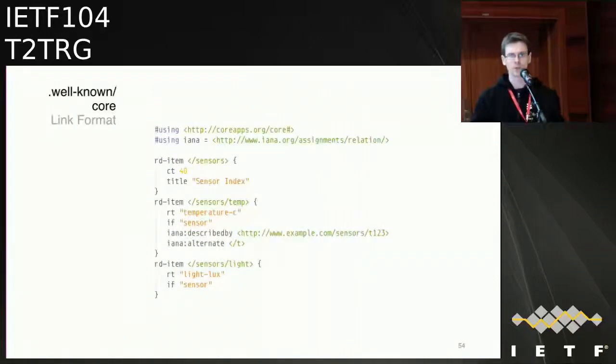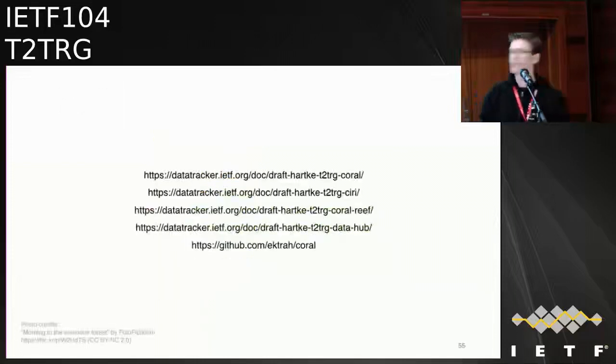Of course, one of the use cases is also this well-known core resource, where we currently use the link format in CoRE to describe the resources of a constrained device. And there's one nice example in RFC 6690, which describes a bunch of resources: a sensors resource, a temperature resource, and a light resource. And it uses these features like resource type that we have defined in CoRE and interface type. And it also uses some of the IANA registered link relation types that you can find in some RFCs. So this we also can do with CoRAL. And as Ari said, the conclusion so far, at least at the hackathon, was it works.